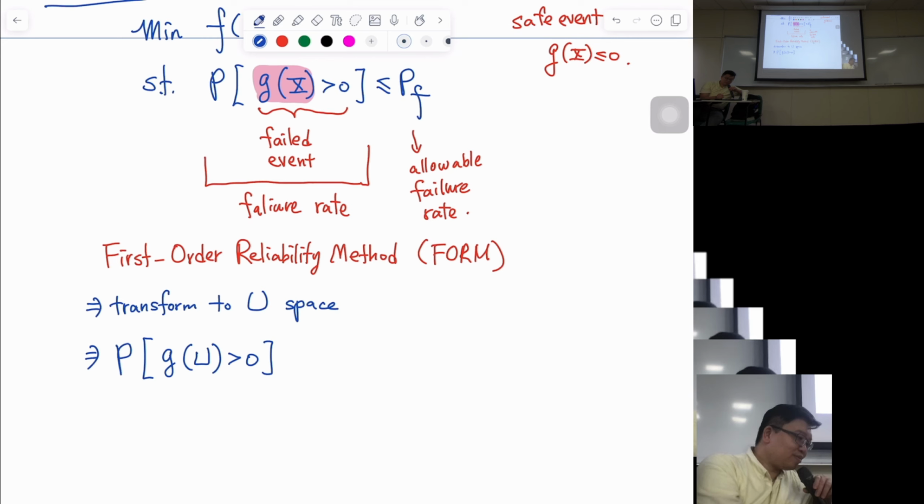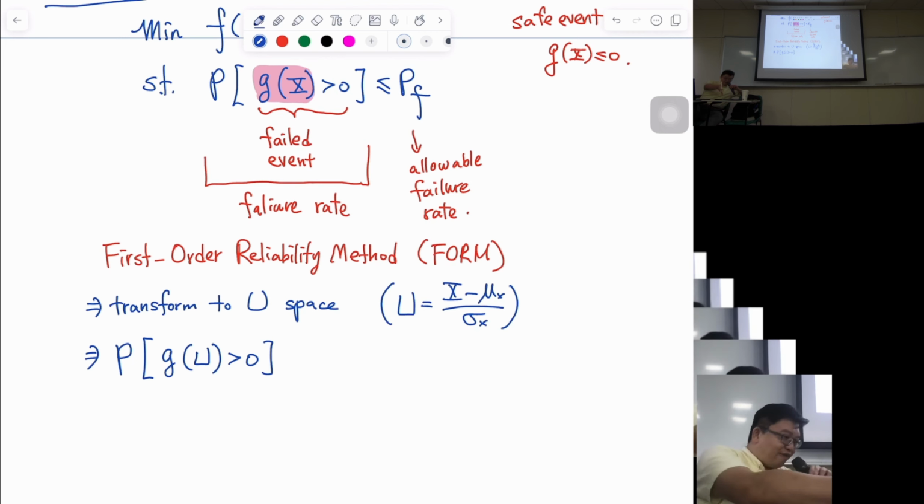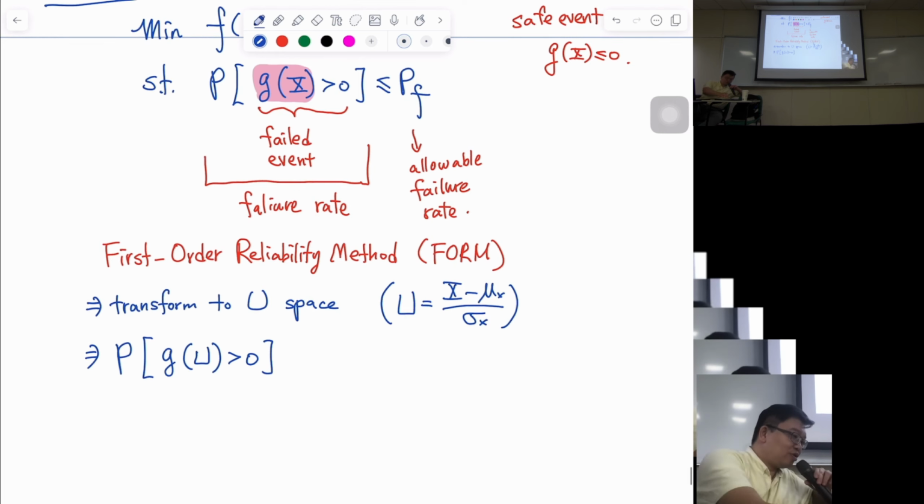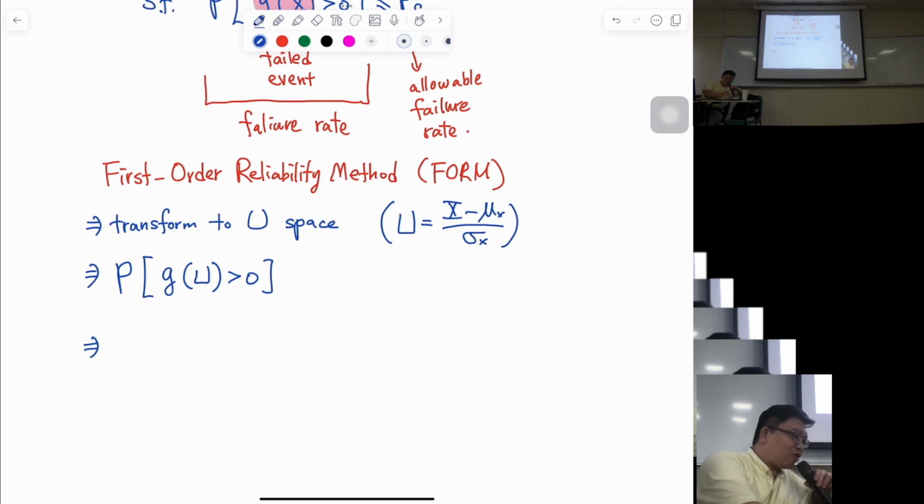I think yes. New function. So from here, basically you apply U equals capital X minus mu. After you plug in, at the end it's a new function, but expressed in capital U. So then you are going to do a first order Taylor expansion at some expansion point.